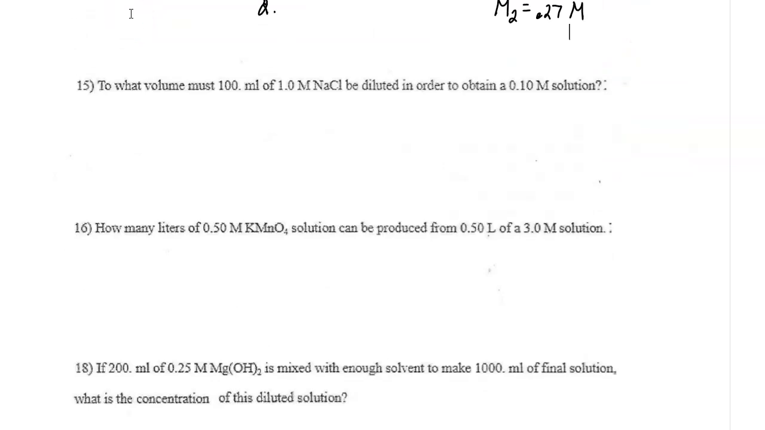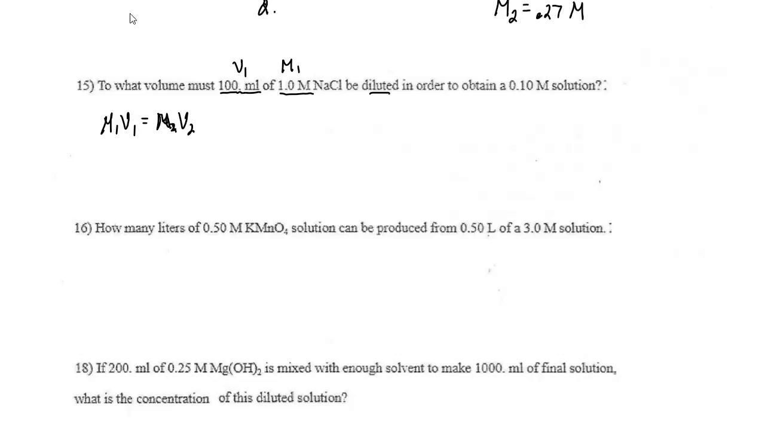Question 15. To what volume must 100 milliliters of 1.0 molar sodium chloride be diluted in order to obtain a 0.1 molar solution? This is a dilution problem. The formula is M1 V1 equals M2 V2. What are we beginning with? And then we add water to it to dilute it. We're starting with 100 milliliters. That's volume 1. This is the concentration of that original solution, M1.